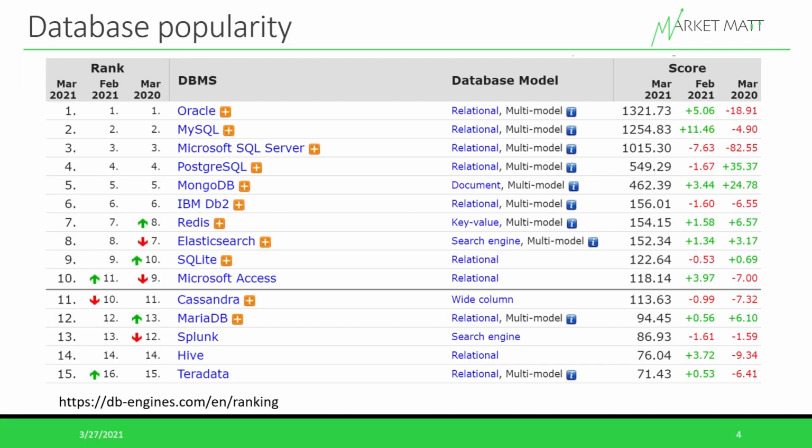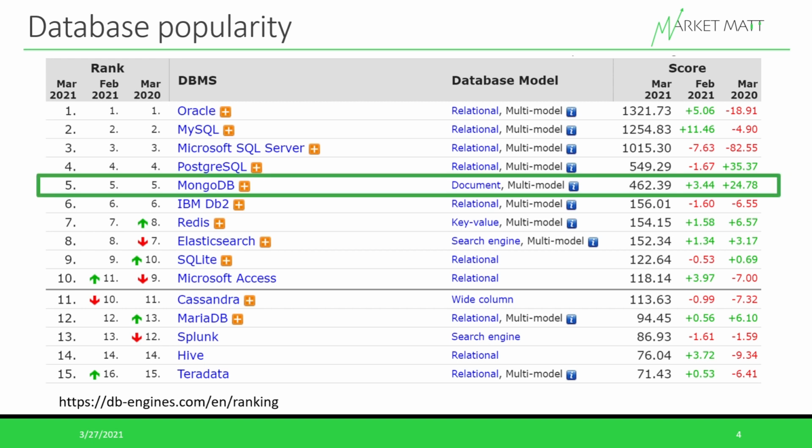And if you go to databaseengines.com, this is a site that ranks the popularity of databases. And as you can see, MongoDB is number 5 on this list with a score of 462. And it's also one of the fastest growing databases in the top 15 right now. In March, it grew 24 points with the metric that Database Engines uses.